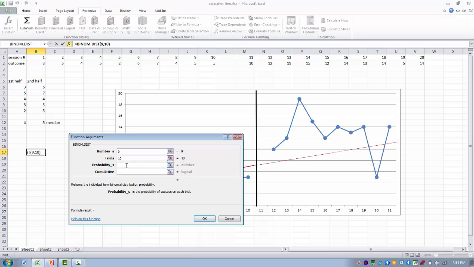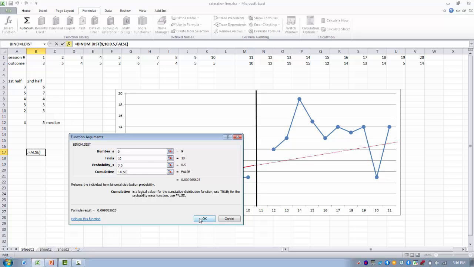The next thing we need to enter in is the probability of success on each trial. So we know this is a dichotomous outcome. They're either above the split middle line or they're below. So the probability is 0.5, 50%, 50-50, like flipping a coin. Okay, the last thing we need to do is include in the cumulative box here what our hypothesis is. If we're testing a null hypothesis, we want to enter in the word false, in other words, we think there won't be any successes.